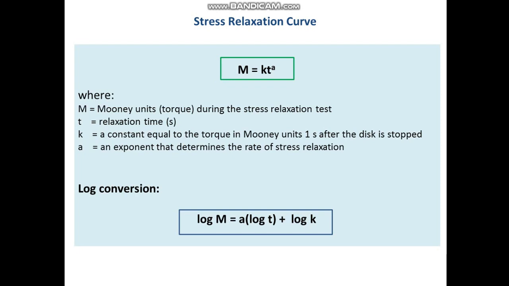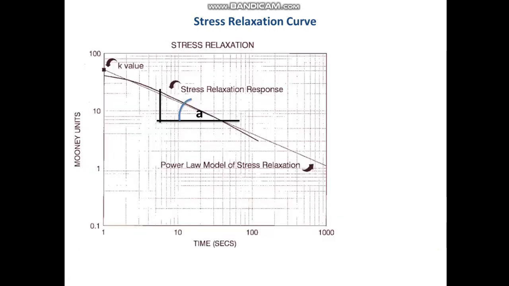So logarithmic conversion gives a linear regression equation for this power law model. If we have the Mooney viscosity or the stress relaxation, the torque reduction values and the time values, we can plot this graph. We will achieve this type of graph, and from the slope of this graph we can measure the relaxation coefficient.